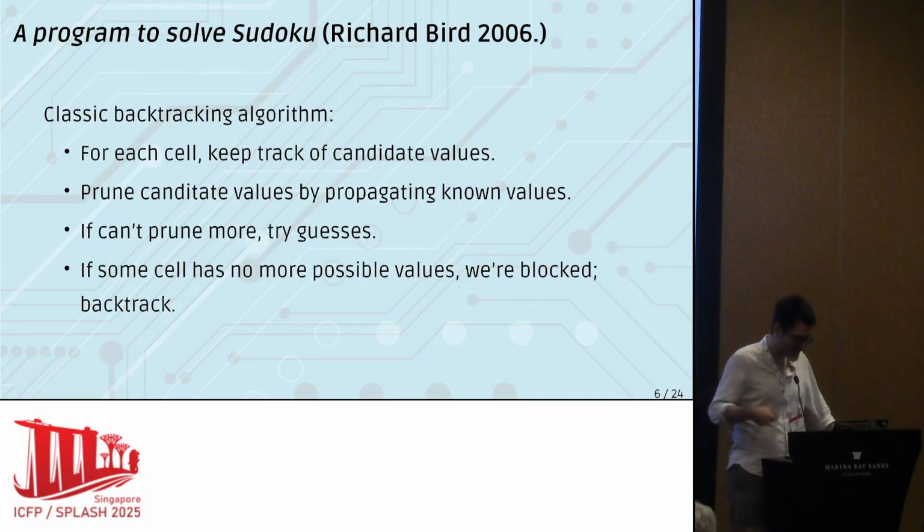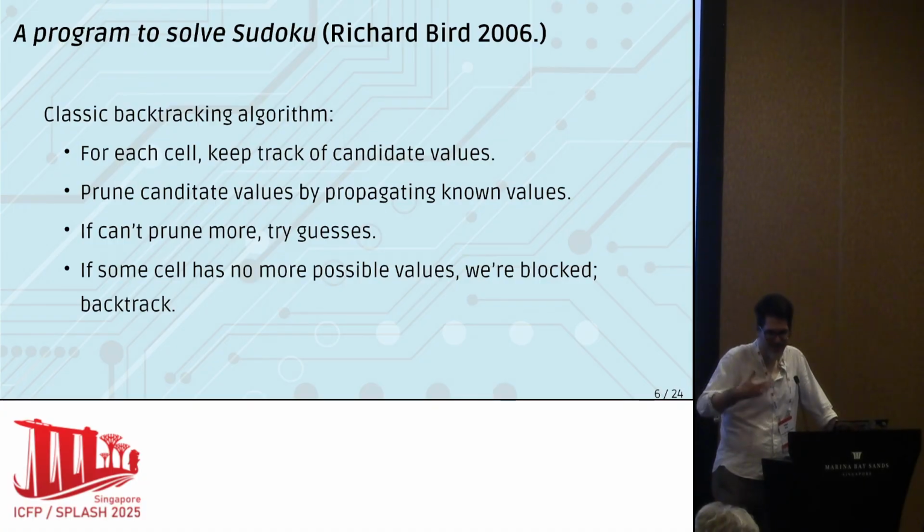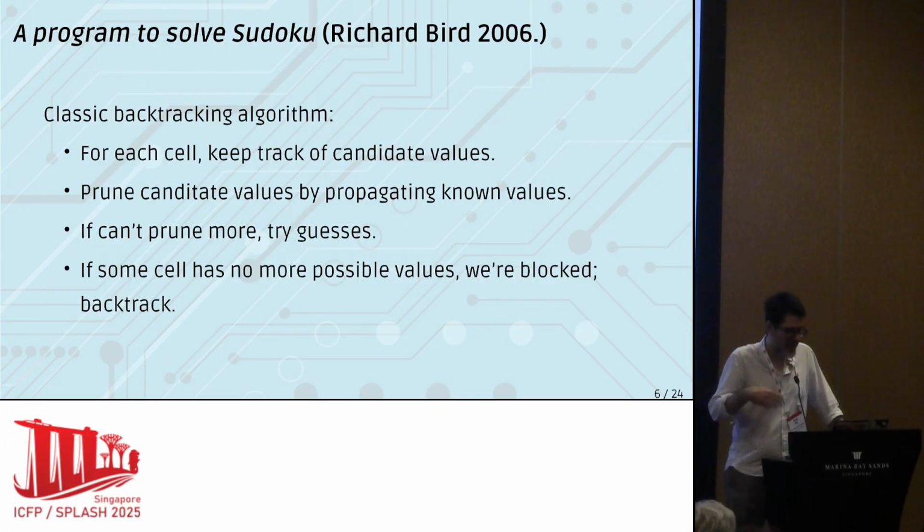Like you keep turning the crank, because the result of pruning might be that a cell becomes a singleton, like a cell that only has one possibility. So now that itself can help in pruning other neighbors. But at some point, you might run out of things to do. Like you get into a situation where there's no more pruning to do, and that's when the backtracking comes into play. So basically, you make a guess, and you just try solving the guess. And if that doesn't work, then you backtrack.